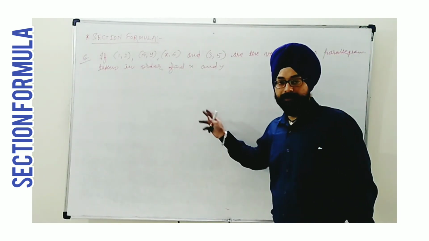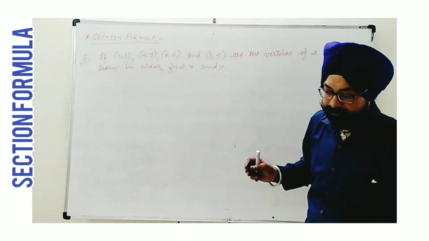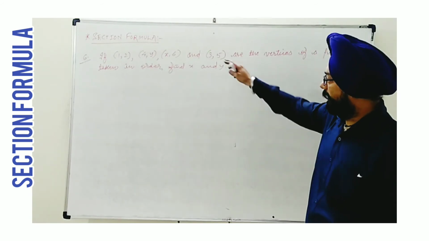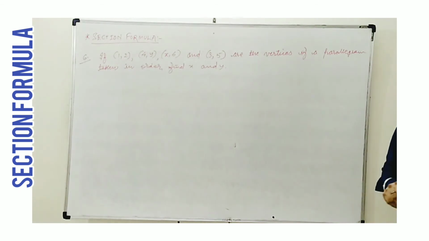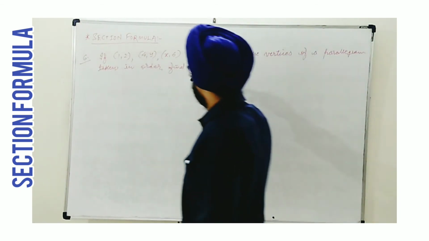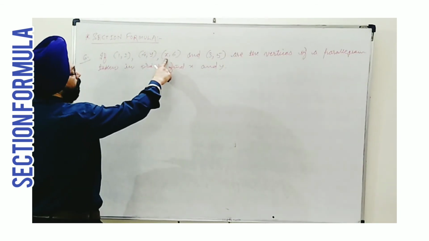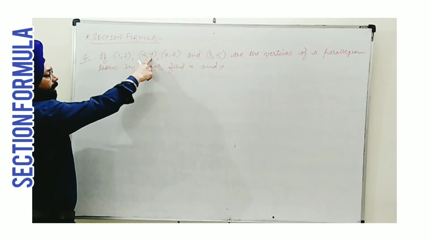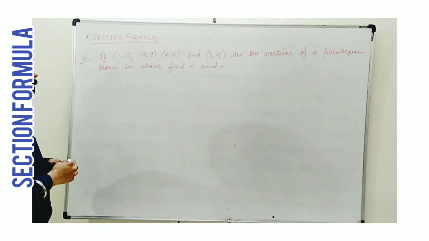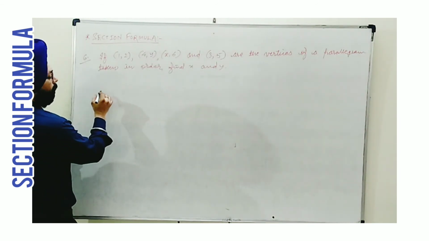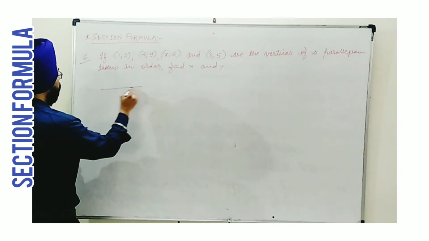This I have taken, the 6th question of 7.2 NCERT. It says that if these 4 are the vertices of a parallelogram taken in order, then find the values of x and y. You can see x is the abscissa of these coordinates and ordinate y has been taken for the other point. Now first of all we will again take help of a rough sketch.